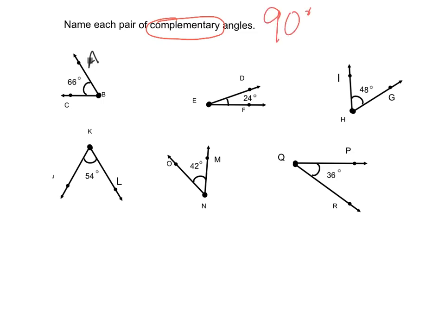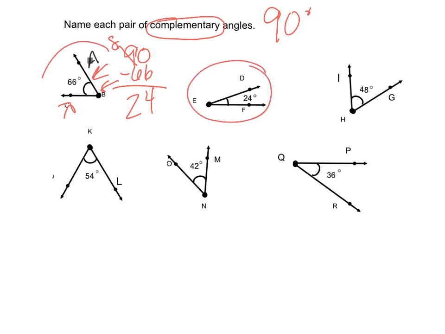So I'm going to start by looking at this one. That angle is 66. It has to add up to 90. So I'm going to take 90 minus 66. That's 24. Oh, right there is 24. So I know those two are angle pairs, and I have to name them.